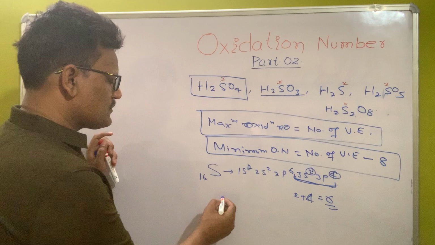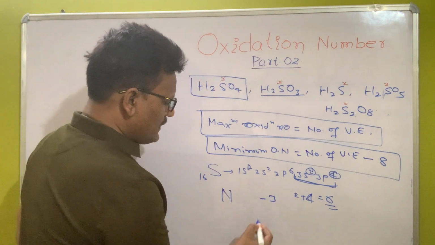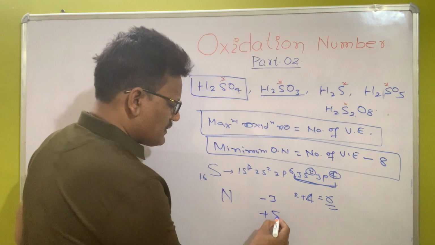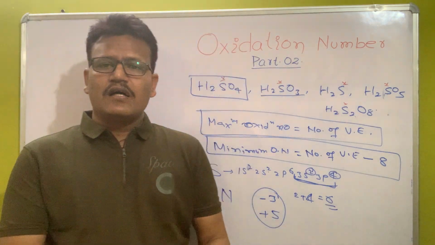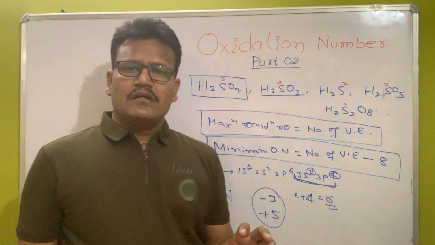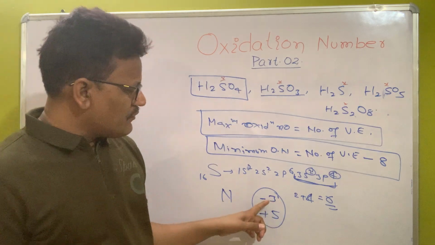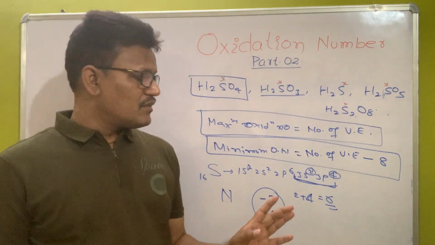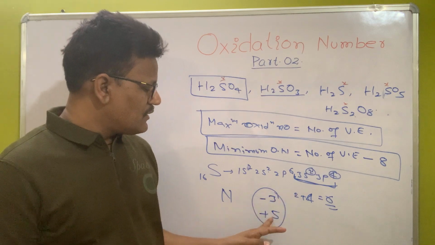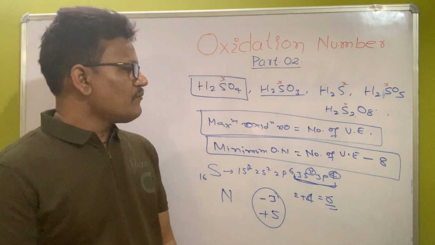Similarly, in the case of nitrogen, we have a minimum oxidation number of -3 and a maximum of +5. We have different molecules which have different oxidation numbers, and they must be between -3 and +5, because -3 is the minimum oxidation number and +5 is the maximum oxidation number in the case of nitrogen.